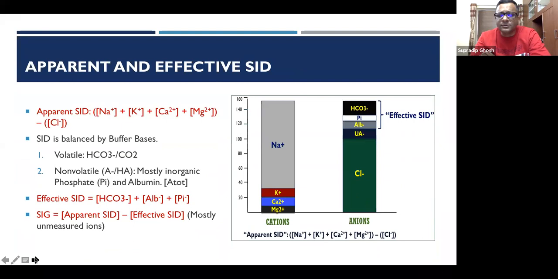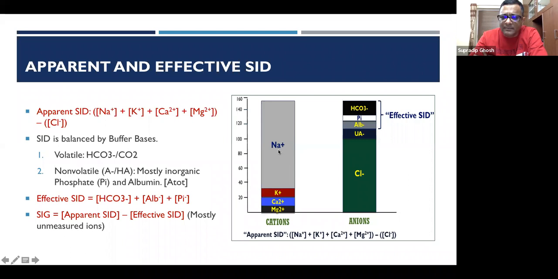Now coming to some other terms: one called apparent SID, another called effective SID. Forget about whatever is written in this slide. Just concentrate on the Gamblegram on the right side of the slide. As per the principles of electroneutrality, all the positive cations must be equal to the negative anions. Now look at the Gamblegram, follow my arrow.